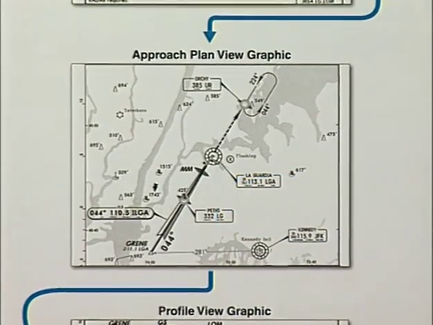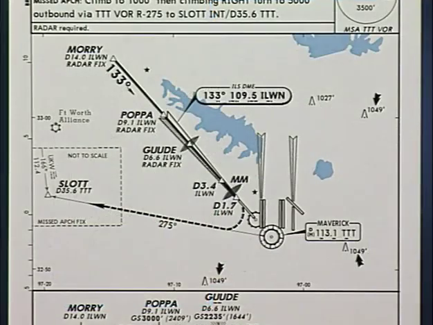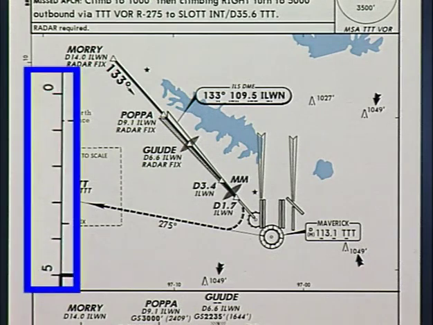The second major section of the approach chart is the plan view. This view provides you with the overhead perspective of the approach procedure and the surrounding airport vicinity. To help you measure distance, a mileage scale is located along the left side of the chart plan view. Typically, 1 inch is equal to 5 miles, but it may differ if the chart covers a large geographical area.